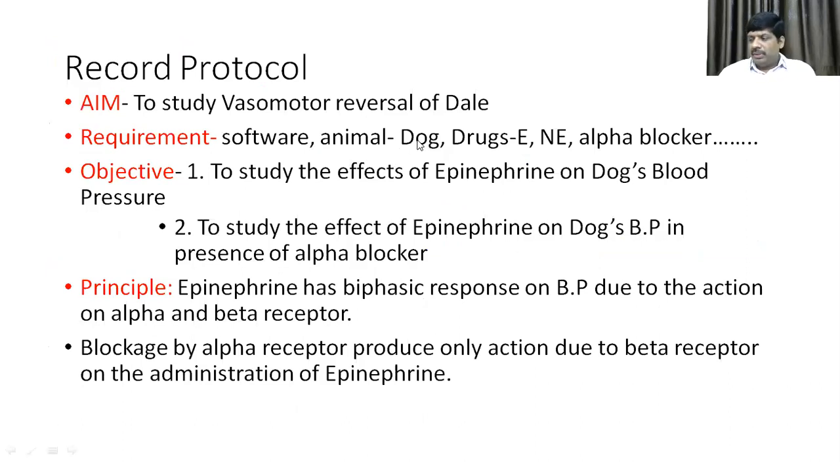Now coming on to the record protocol, how you are going to write in the record. First, you need to write the aim. The aim would be to study vasomotor reversal of Dale. The requirement: the software, the animal simulator software. The animal used is dog. The drugs are epinephrine, norepinephrine, alpha blocker.